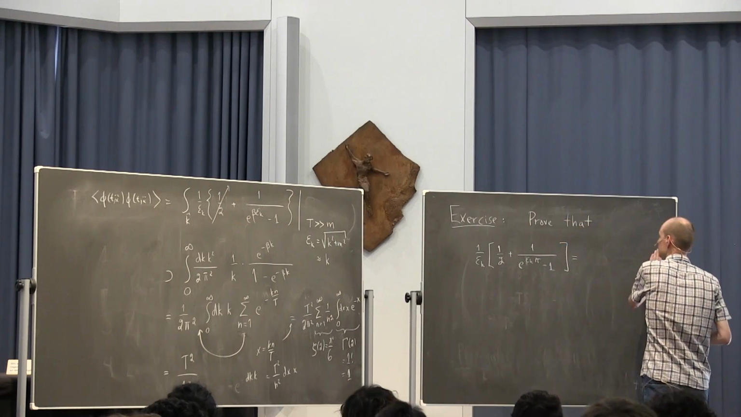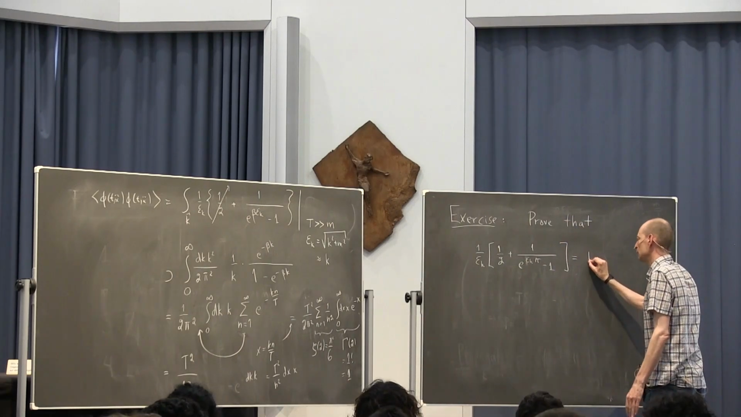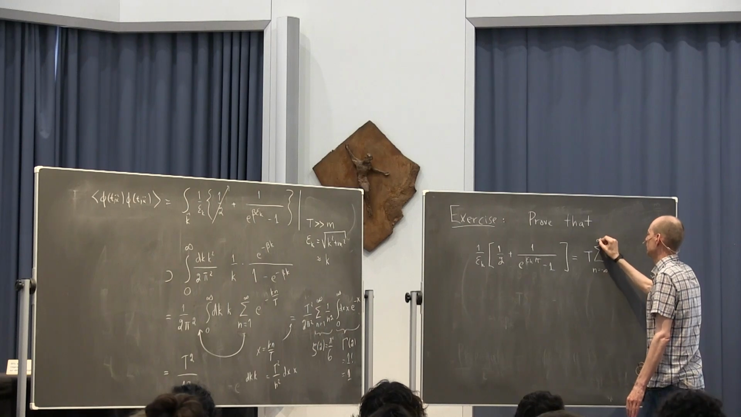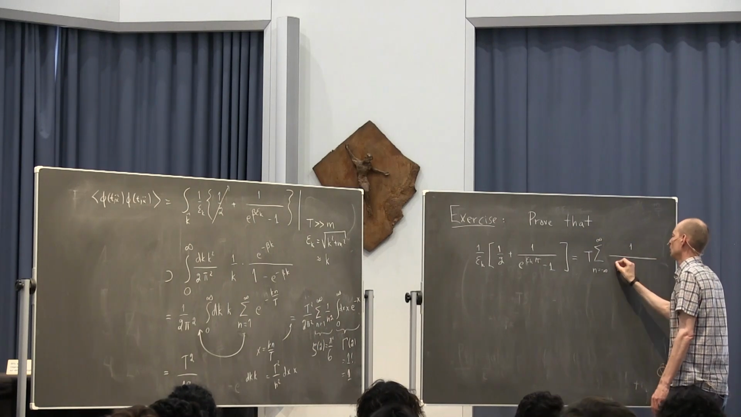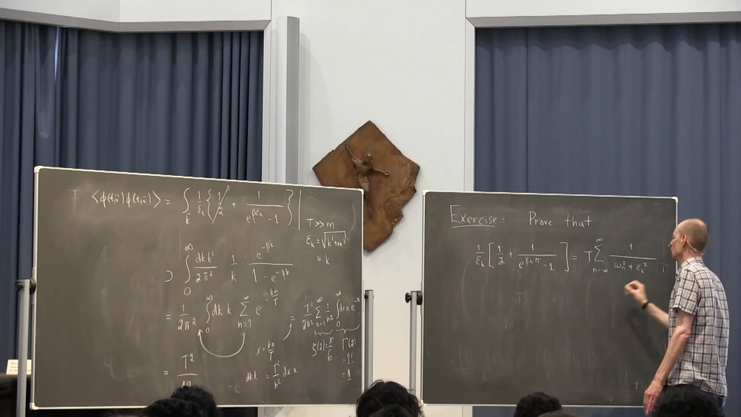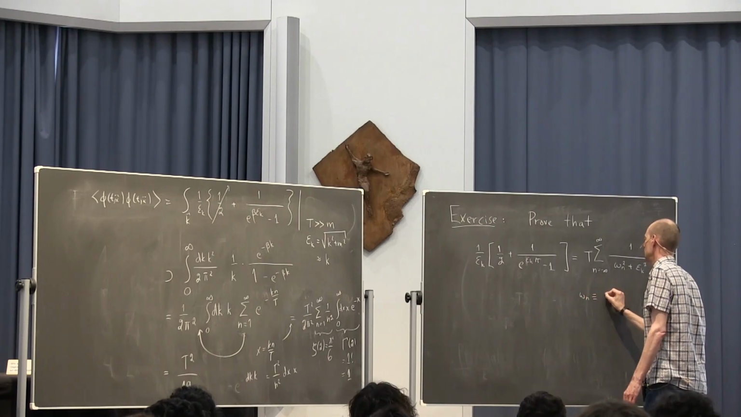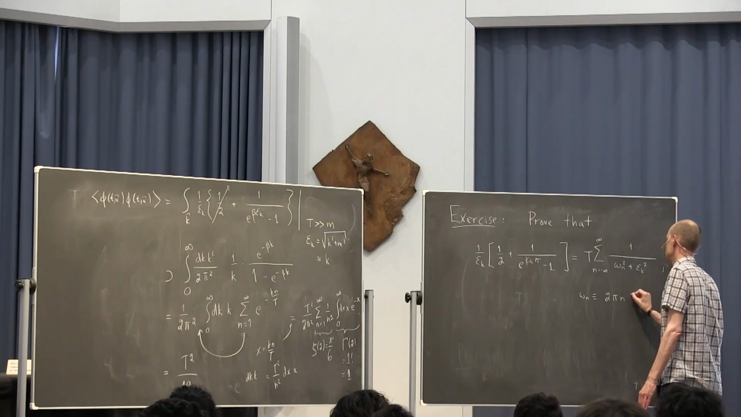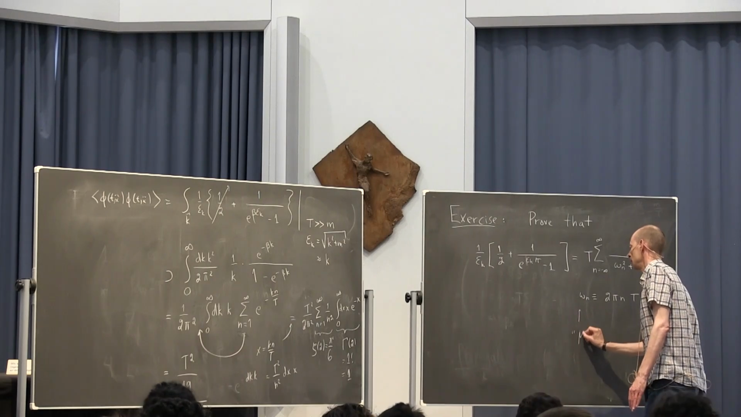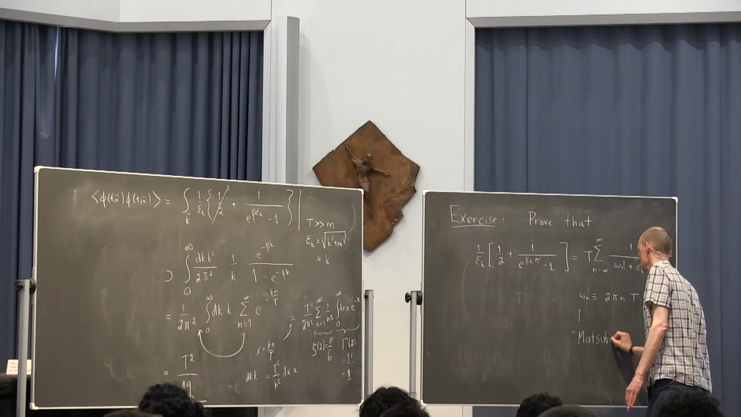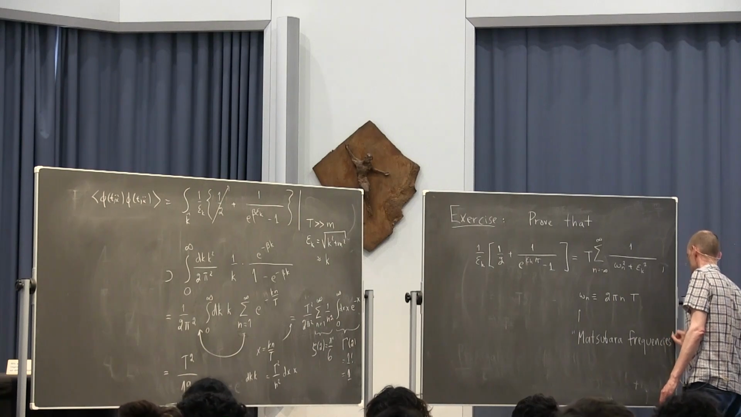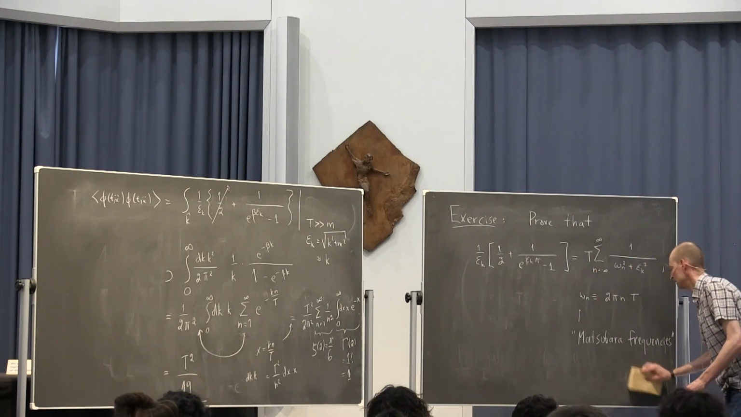can be represented in a different way, which is T sum over n from minus infinity to plus infinity of 1 over omega_n squared plus epsilon_k squared, where the omega_n are 2 pi n times the temperature. n is an integer. These are called the Matsubara frequencies. And we'll also meet them later.